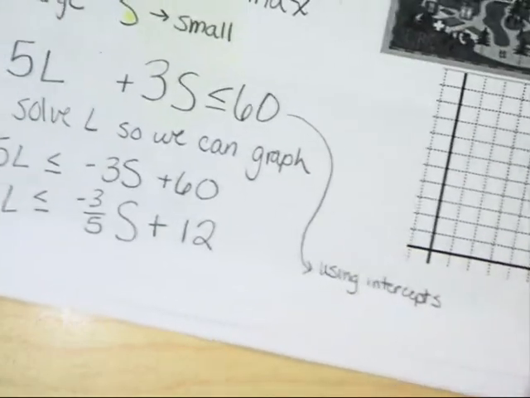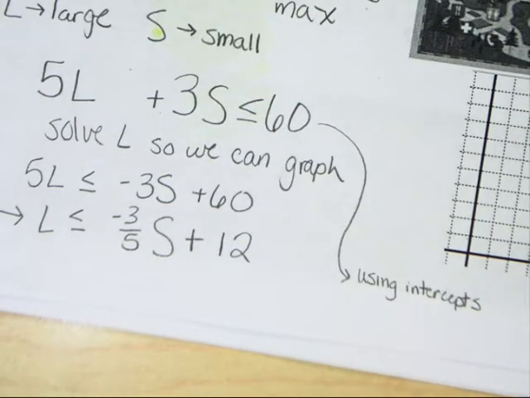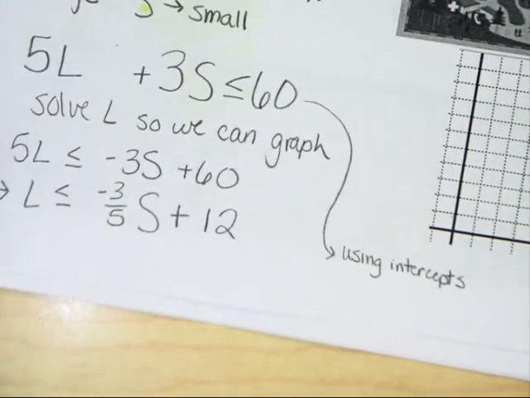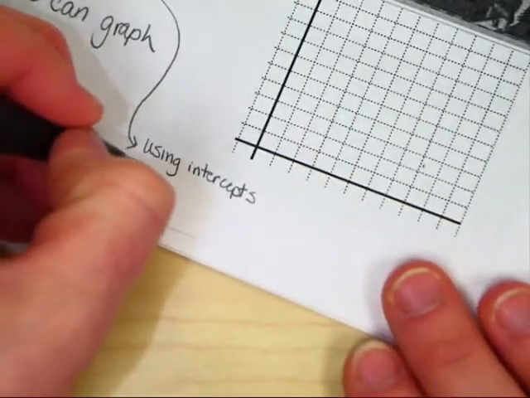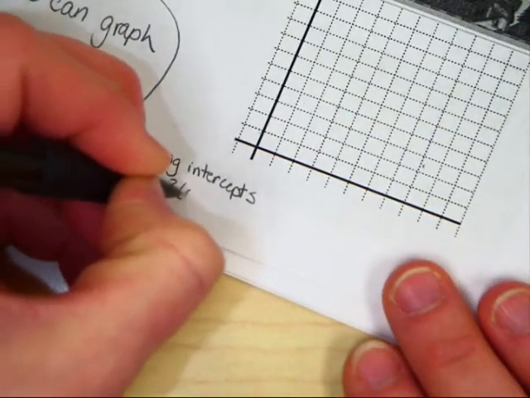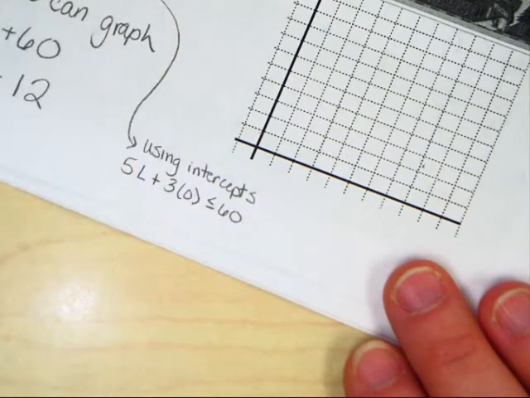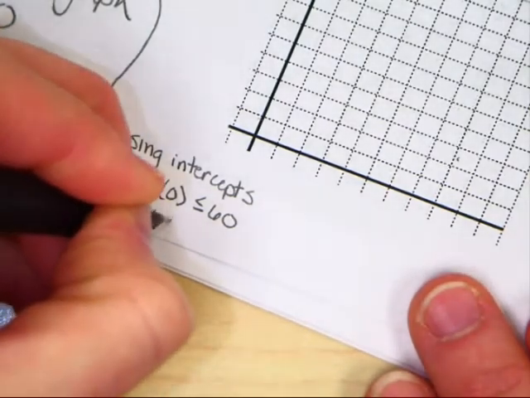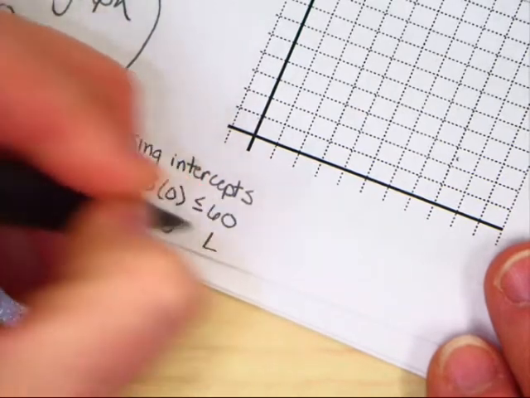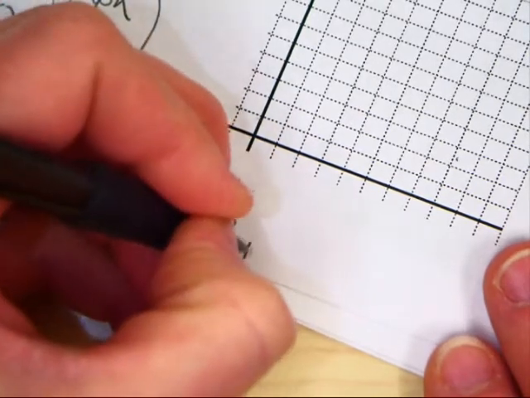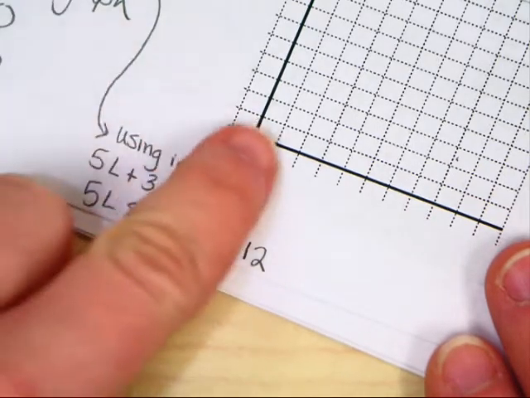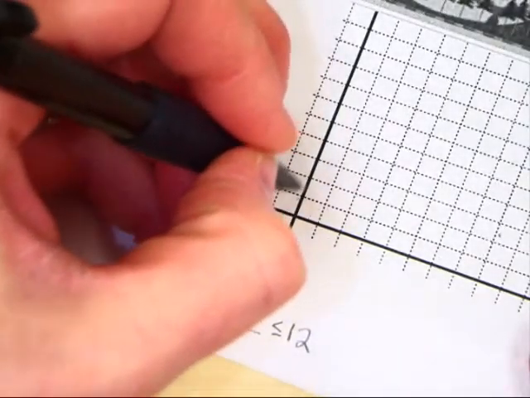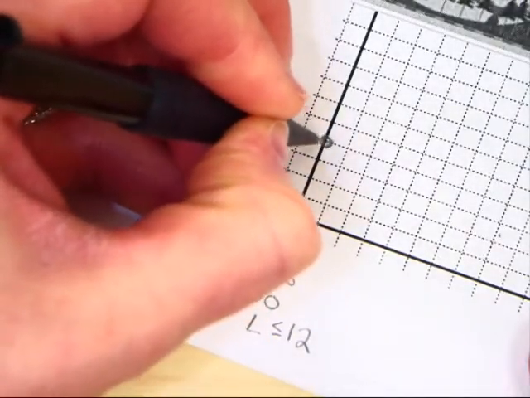This is why we did everything in Chapter 2 so far, so you can decide which way is easiest for you to graph. I have noticed that it is going to be much easier to graph using intercepts in this case. So I'm going to do 5L plus 3 times 0 is less than or equal to 60. That's going to give me 5L is less than or equal to 60, and that L is less than or equal to 12. So I'm going to count up by 3's here, and I'm going to go to 12 and make a dot. 1, 2, 3, 6, 9, 12. There's my dot for 12. I skipped by 3's.